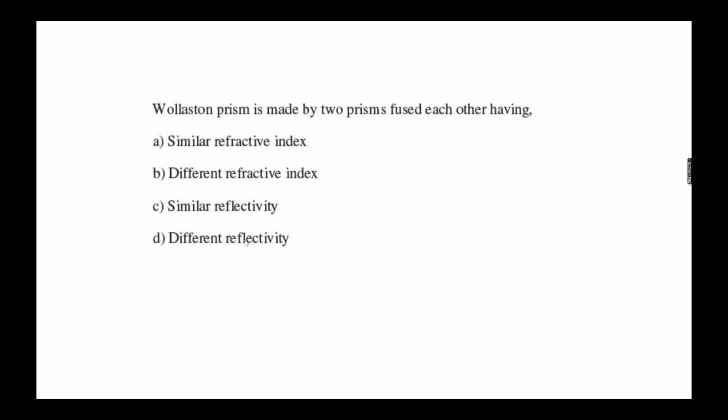Okay, so in the lectures there is a prism. When you see the optical arrangement of any of the microscopy, if you have remembered, there is one prism. I will give you a hint: this prism is used twice in this optical arrangement. The Wollaston prism is made by two prisms fused to each other, having similar refractive index, different refractive index, similar reflectivity, different reflectivity. If anybody knows about the Wollaston prism, they can answer this question very easily.